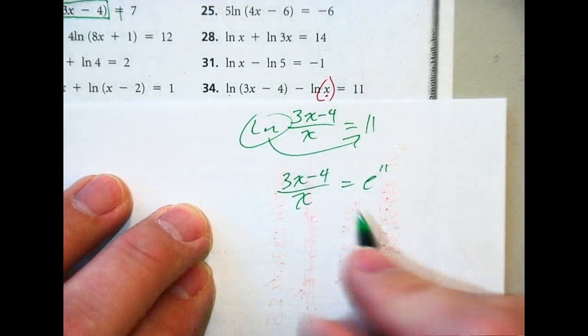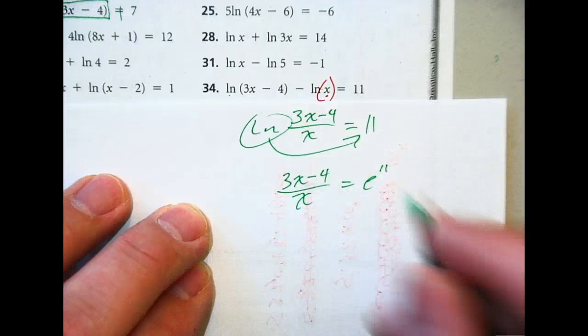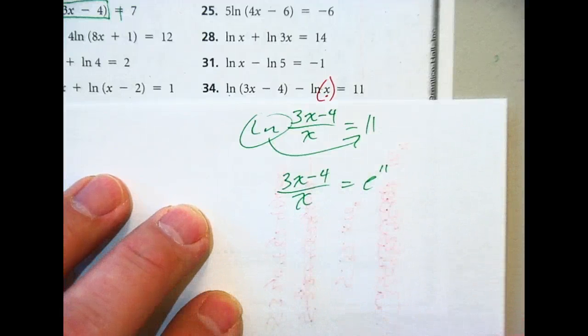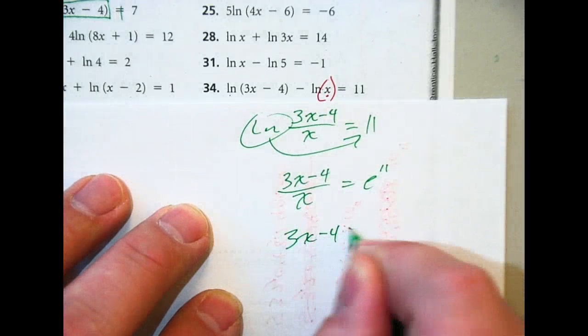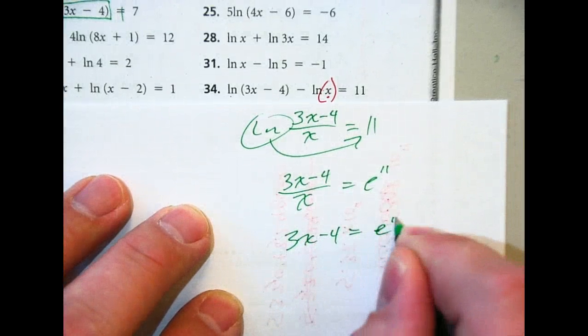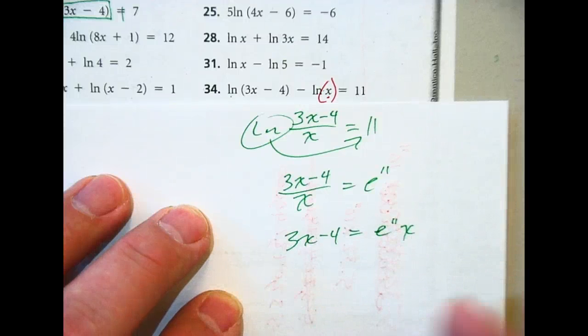Okay. And now I want to get rid of the fraction. How do I do that? Multiply by x. 3x minus 4 is equal to e to the 11th x. Remember, e to the 11th is a number. Okay?